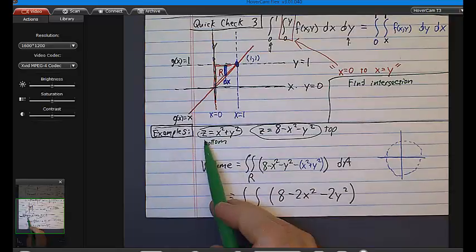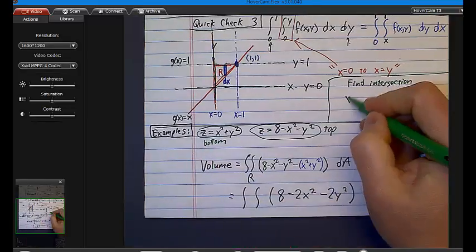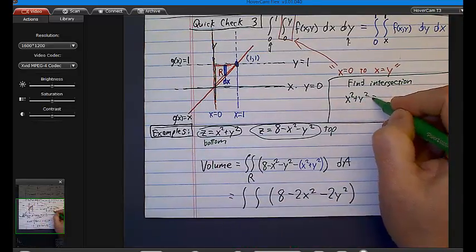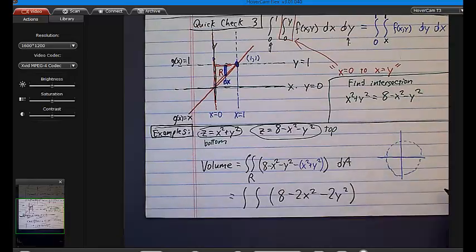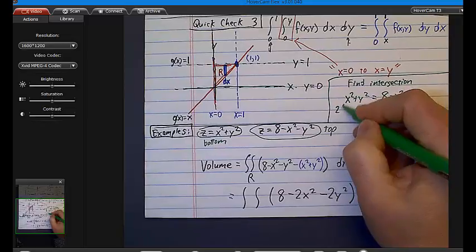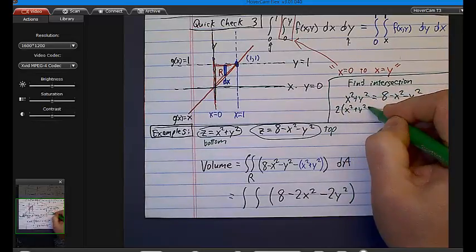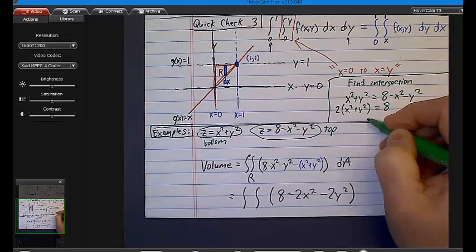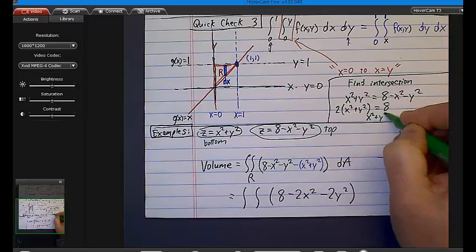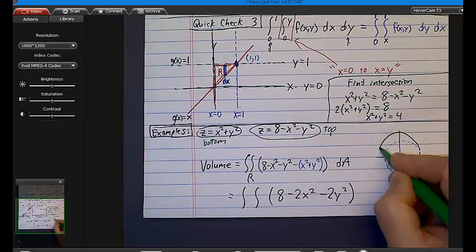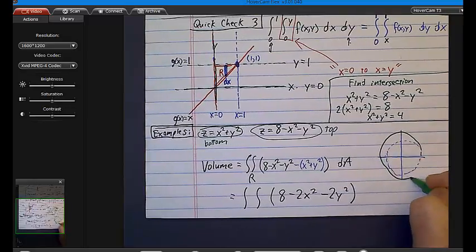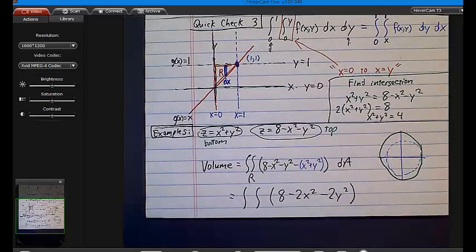And again, we have Z equals this and Z equals that. So I have x squared plus y squared is equal to 8 minus x squared minus y squared. That's the intersection, right? So 2 times the quantity x squared plus y squared is equal to 8, or x squared plus y squared equals 4. So this is a circle of radius 2. That's a better picture of my region. It's a circle of radius 2.